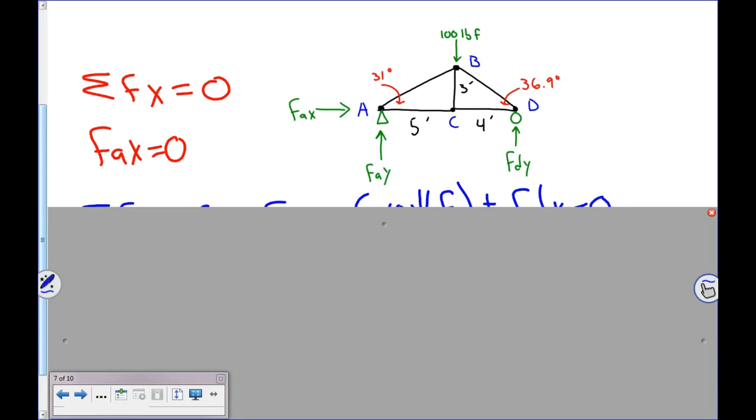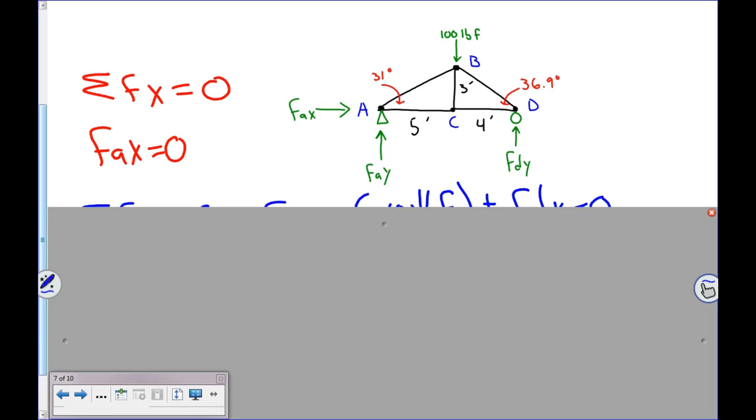Okay, let's write our y statement. What's the first y force you see? Positive or negative? Okay, so let's write FAY plus, because it's the sum. Sum of the forces in the y direction must equal 0. What's the next y force you see? Positive or negative? Negative. So FAY plus a negative 100 pounds of force.